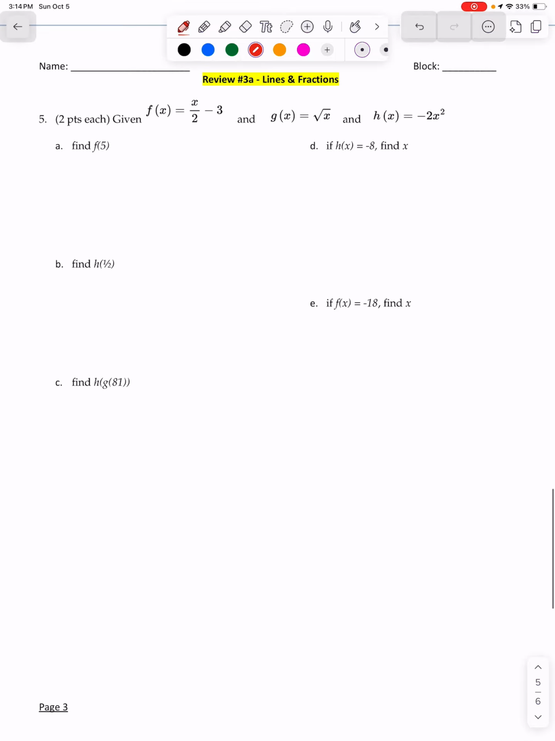All right, last but not least, f of 5 means we take 5 and we plug it in for x. So 5 over 2 minus 3 is 5 over 2 minus, we're going to have a common denominator, so we're going to multiply by 2 over 2. So minus 6 over 2. So minus 1/2 is our result.